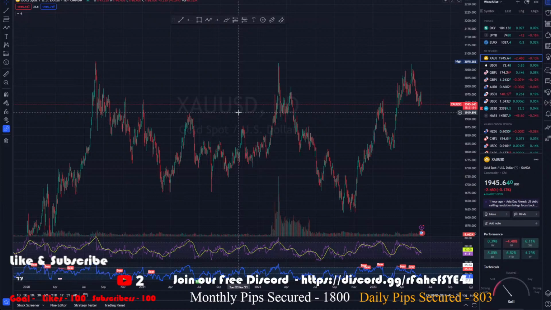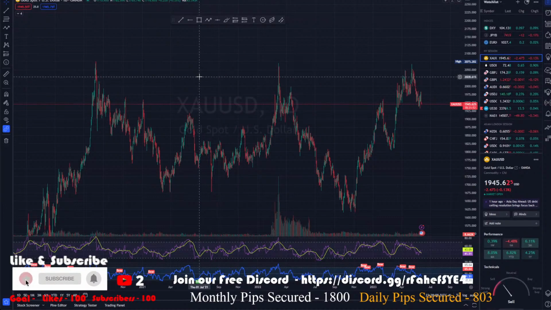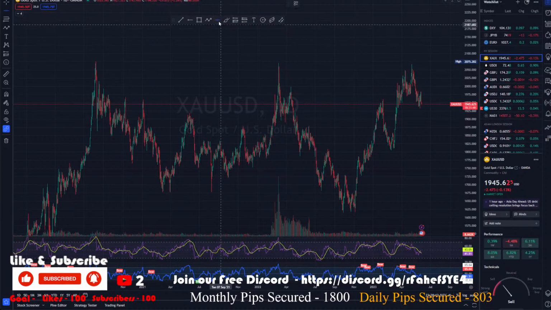Now, how do we identify those levels, right? So first step is you obviously want to be able to use TradingView, or you can also use your MT4 or MT5 charts to draw these lines, but you always need a horizontal line. Don't use a horizontal ray. It gets kind of messy.